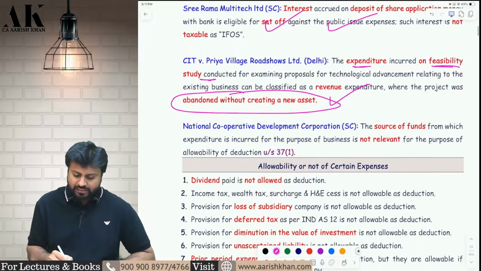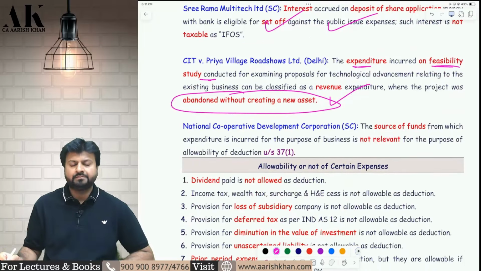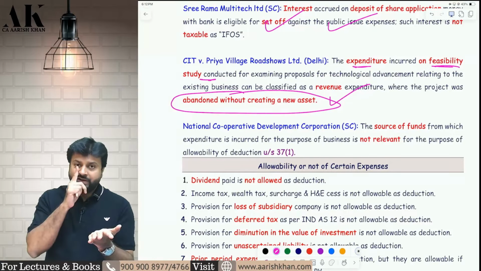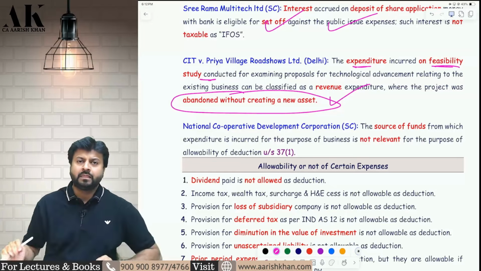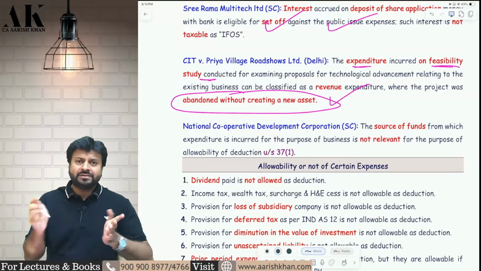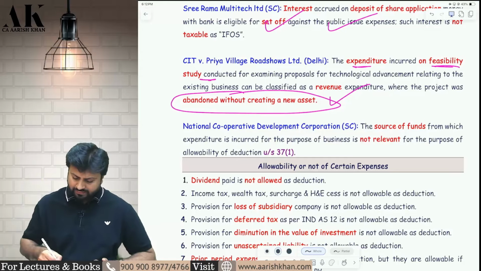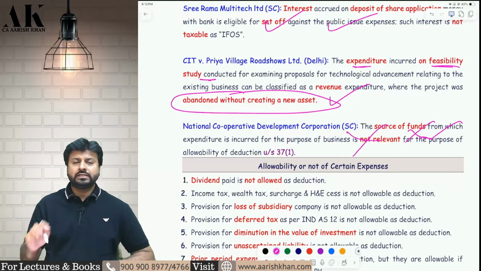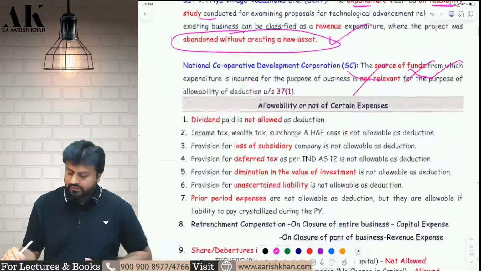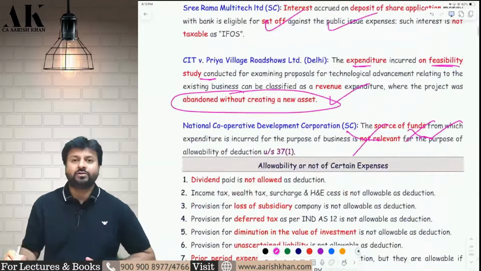And last but not least, National Cooperative Development Corporation Limited. This case law talks about a very important aspect. To claim deduction under 37(1), is it important to see the source of income? Whether the source is a taxable source or an exempt source. Based on that, will 37(1) be allowed? The answer is no. 37(1) has nothing to do with the source of fund. 37(1) talks about 4 conditions. You have to fulfill those 4 conditions. That's it. You need not see the source of the fund. I hope it is clear to all of you.